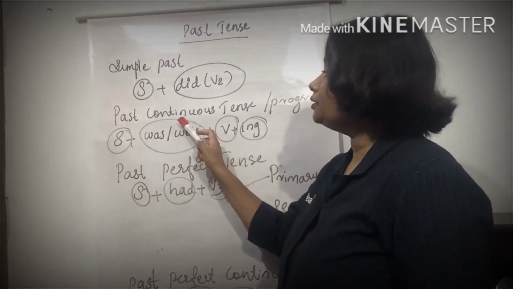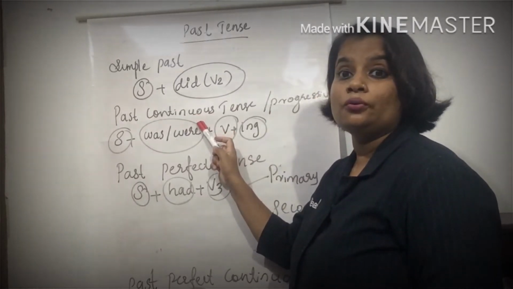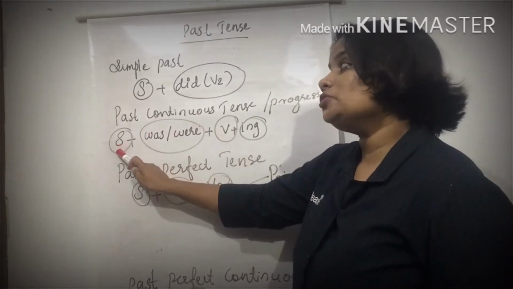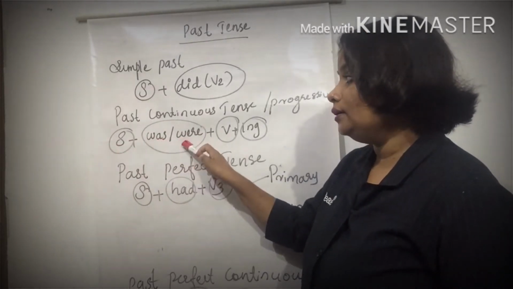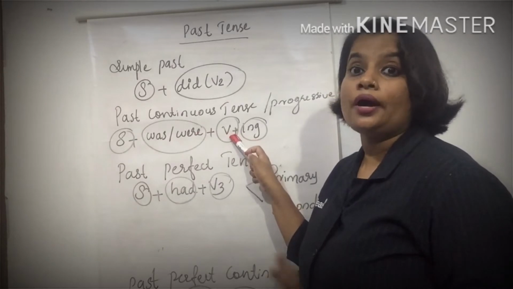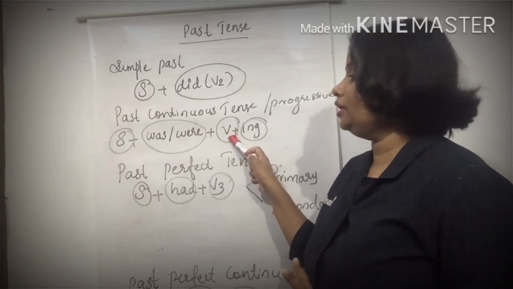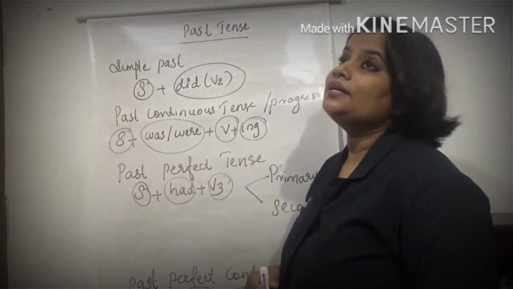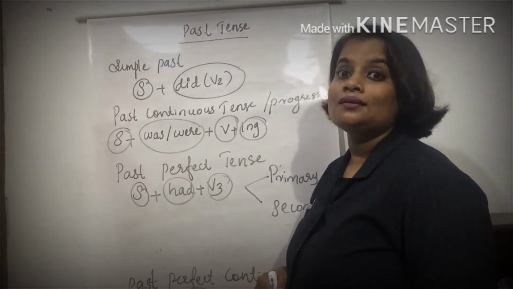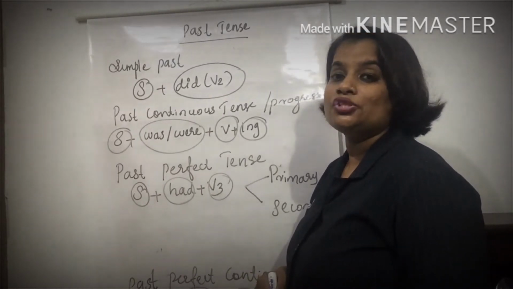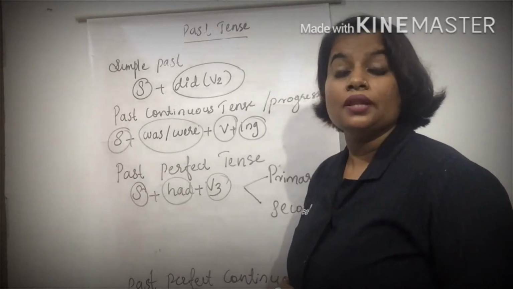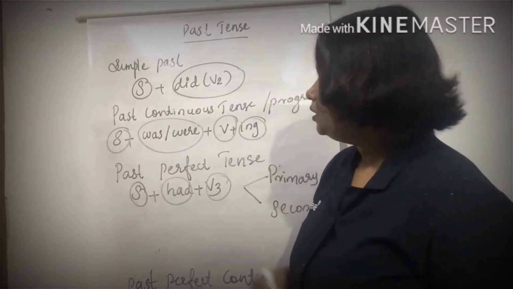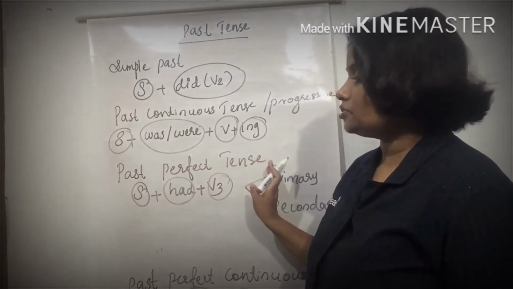Okay, so this is the action which is ongoing in the past. The structure of the statement is subject, then the helping verbs was or were, then verb plus ing, or the ing form of the word. Okay, so you can write that I was writing a novel, or she was writing a novel, they were playing football.